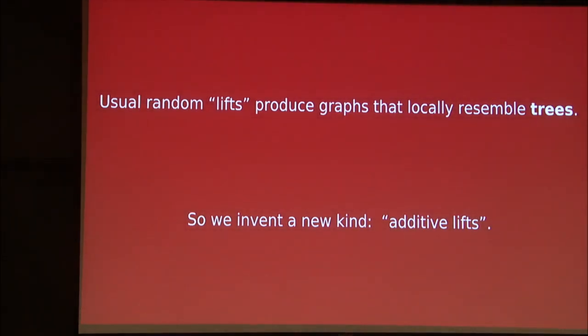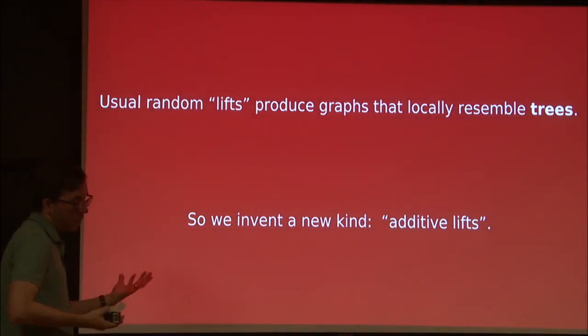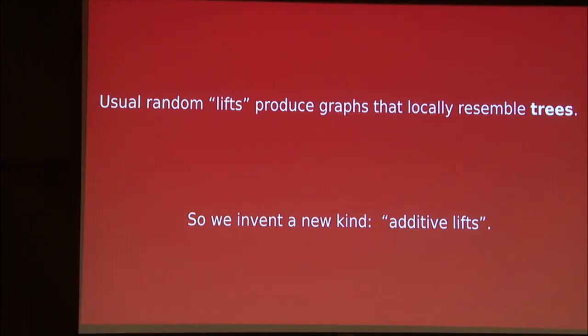So the thing is, you cannot use the lifts, if you know about them, that Bilu and Linial talked about, and the general lifts, because if you take a base graph and do these lifts, the large graphs that you get will locally resemble trees. But we don't want them to resemble trees. If X, this big infinite graph X, is not a tree, then we don't want it to resemble a tree. So we need to invent a new kind of lift.